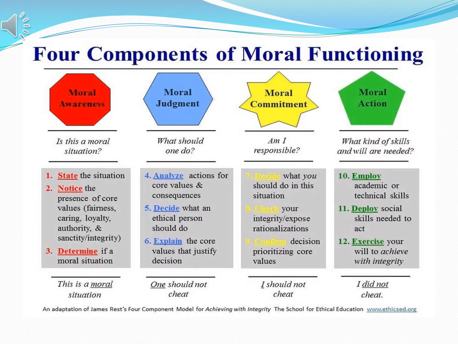So here let's discuss this moral functioning model, which has four components. The first is the awareness of the moral issue, then the moral judgment you are making, and then moral commitment, and then moral action. So these are like a total of 12 points. They are in sequence and they are divided into four different parts.